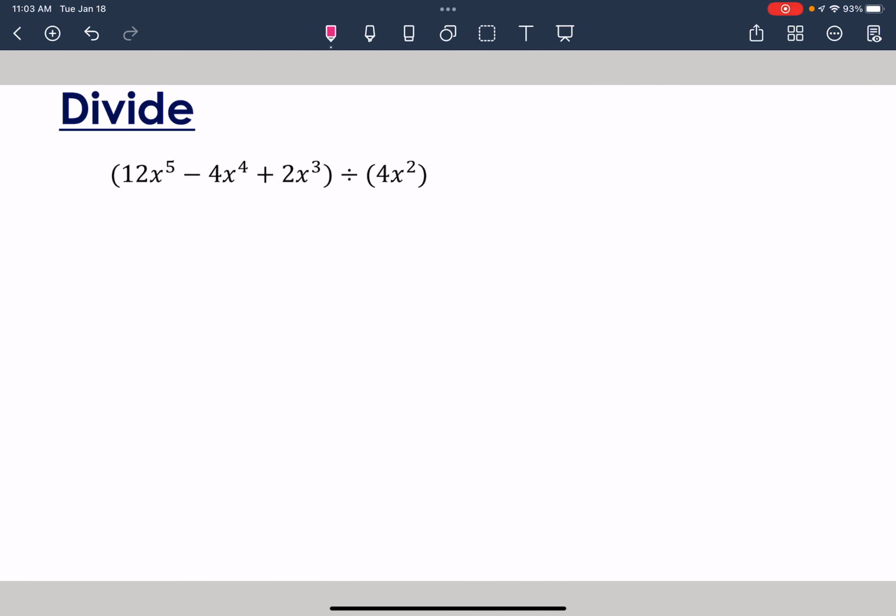So here's the division problem. If you don't remember division, please watch the video that I posted that goes over division. Remember, what we do is we take division and we write it out as one big fraction. So this is 12x to the 5th minus 4x to the 4th plus 2x cubed divided by 4x squared.